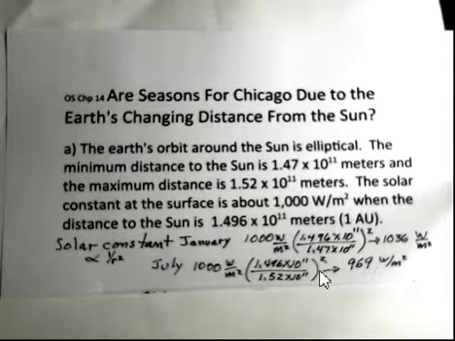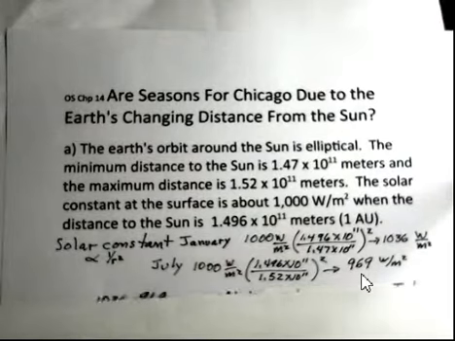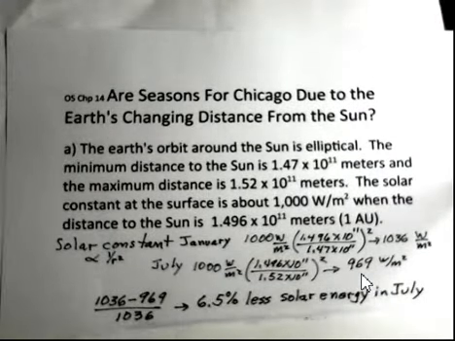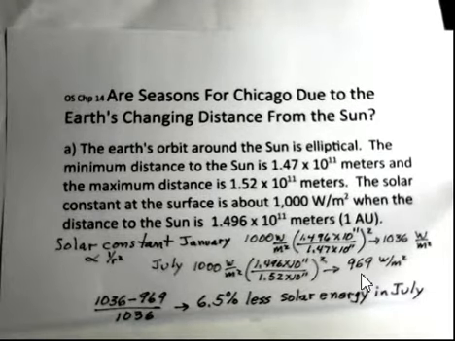A similar calculation, just putting in the distance from sun to Earth in July instead of January, and we get less solar energy. The solar constant, if you want to call it that, is smaller in July. And I went ahead and calculated the percent difference. So it's about 6.5% less solar energy in July.